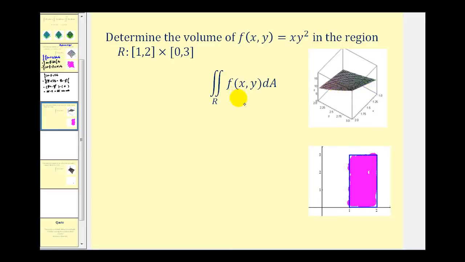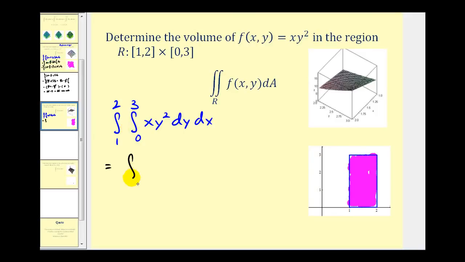Let's go to integrate with respect to y first this time. F of xy is xy squared, and we'll integrate with respect to y first and then x. So the interval for y is from 0 to 3. The interval for x is from 1 to 2.